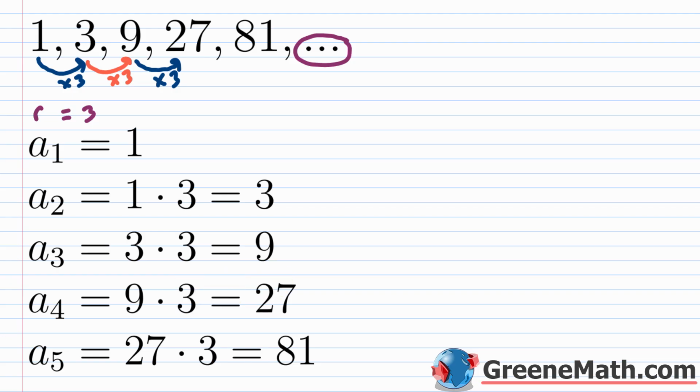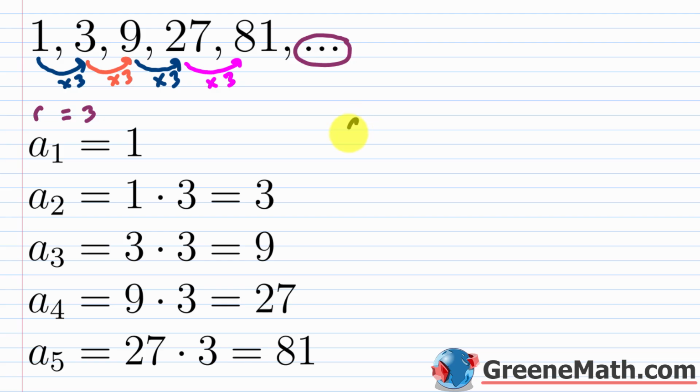Let's just do this one more time. Here we're going to a sub 5 now. So we're going to multiply by 3 one more time. 27 times 3 would give me 81. So a sub 5 is equal to 27, that's the a sub 4 value, times 3, that's the r, and that equals 81. And again, you can continue this.